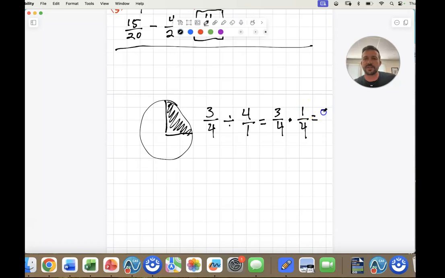3 times 1 is 3. 4 times 4 is 16. Okay, and then that does not simplify. So me and each one of my brothers gets 3/16 slice of a pizza, and that will make it fair for all of us. Okay, there you go.